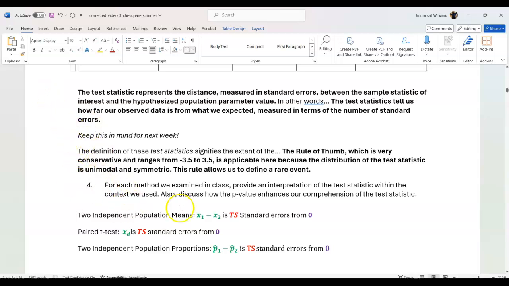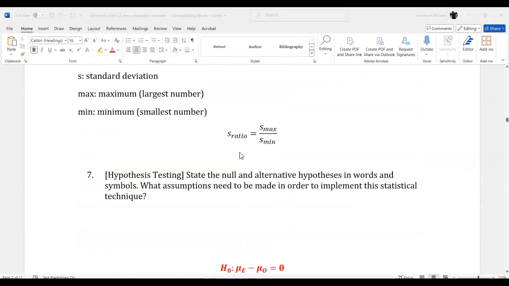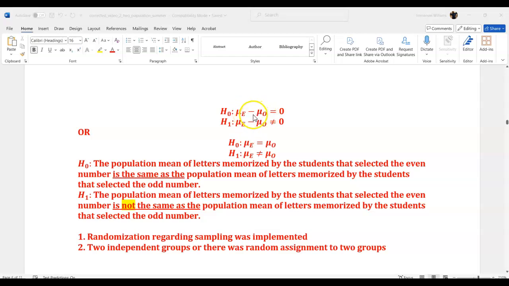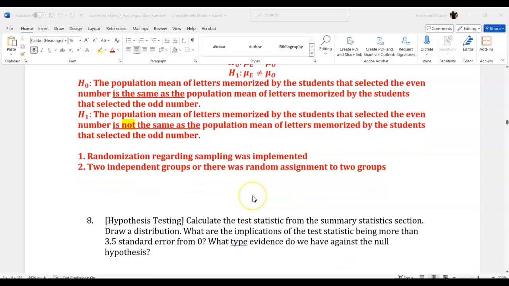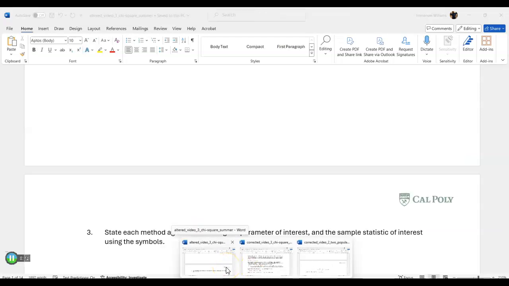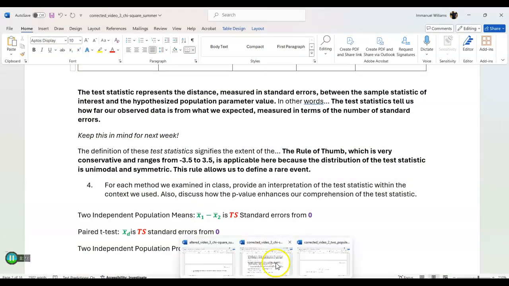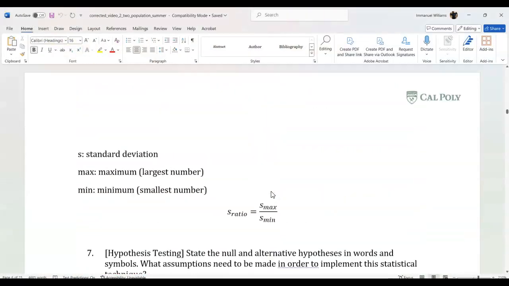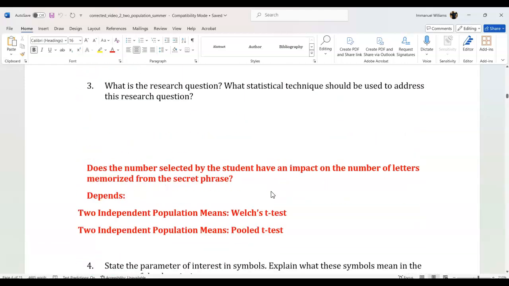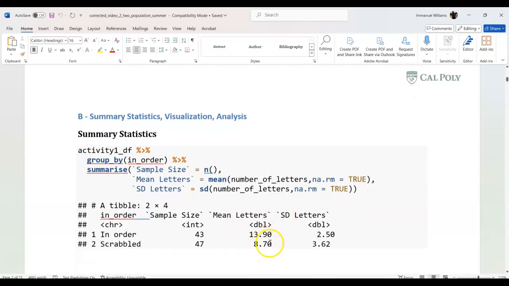So, for example, in the memorization example, our null hypothesis is that mu e minus mu o, even minus odd, is equal to 0. Our test statistic was 7.8947. How you would interpret that is that my difference in sample means, whatever that value might have been, let me see if I can find the exact value. What is the point estimate? 13.9 minus 8.7, which is 5.2.